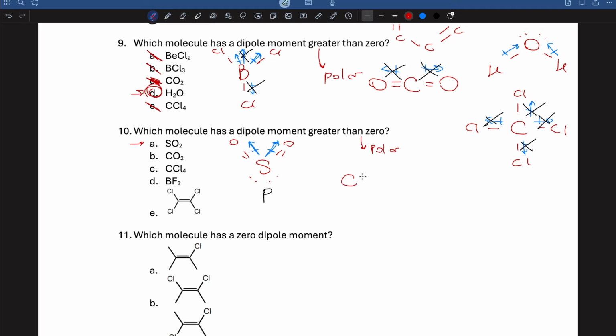CO2, we drew it in the last problem. We'll draw it again. These bonds go away from carbon toward oxygen, and they cancel each other out, meaning that this structure is definitely nonpolar. So we can eliminate CO2.